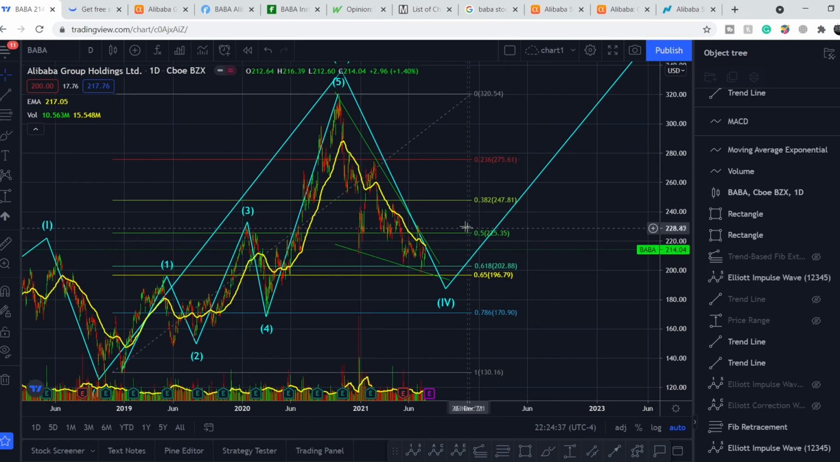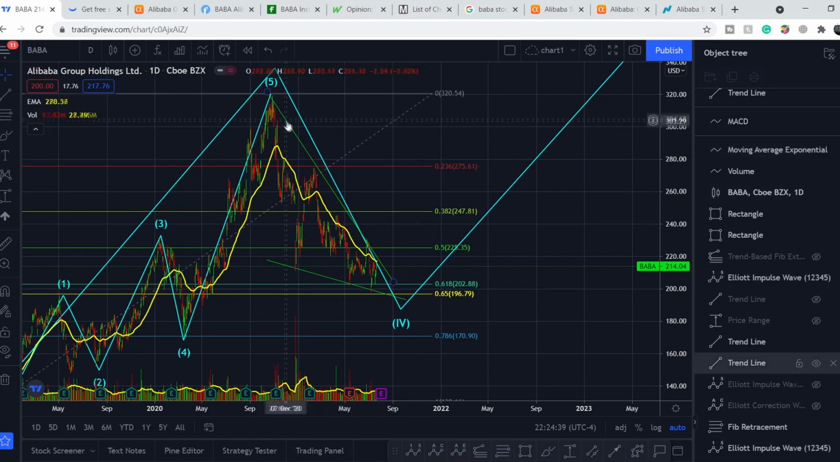On top of that, let me show you that we have this pattern, this slope line and this line indicates that inside this formation we have a falling bullish wedge. And this pattern usually breaks to the upside, and you have to keep this in mind.